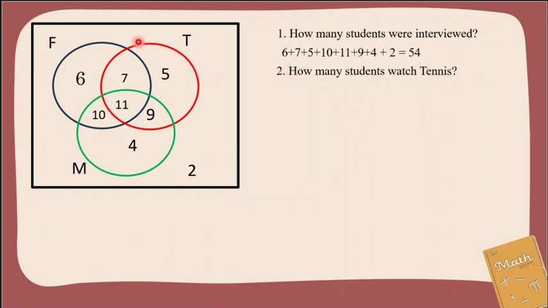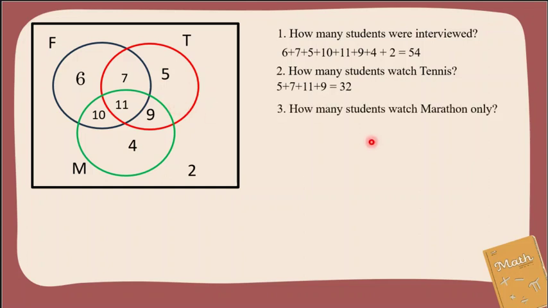The second question was, how many students watch tennis? The circle for tennis, or the set for tennis, is this. And then everyone under it watches tennis. So these are the people who watch tennis. It is 5 plus 7 plus 11 plus 9. They are the people who watch tennis. So it is 32 in all.